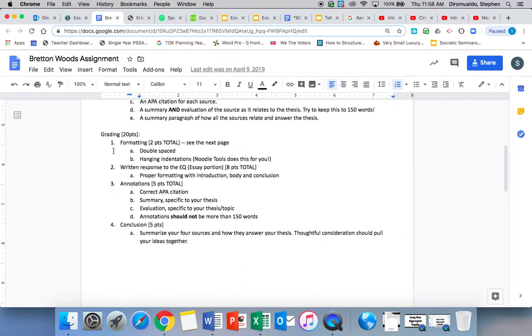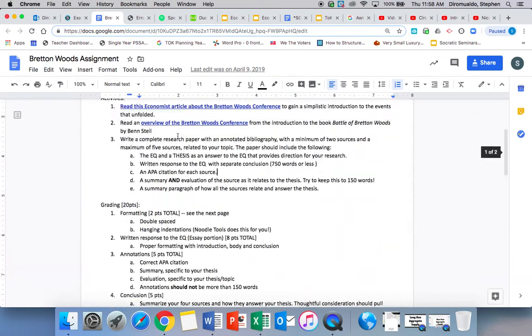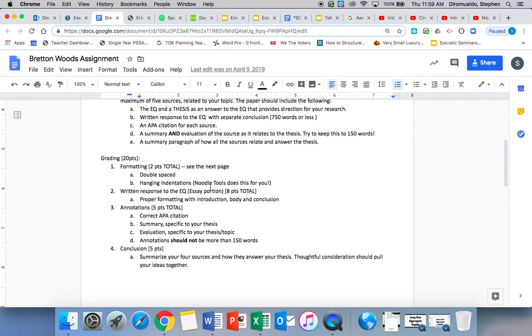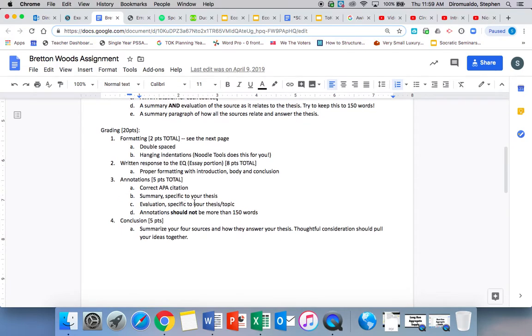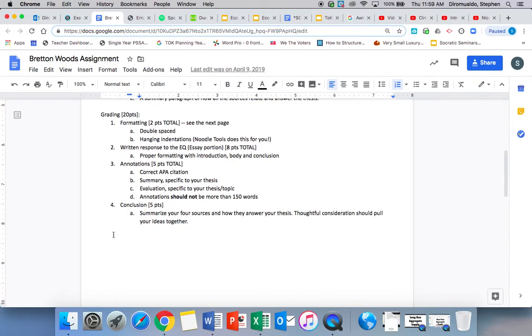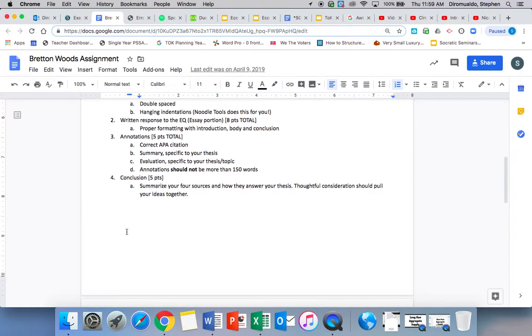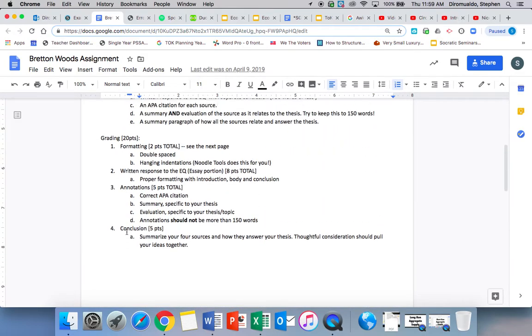So here's how you're graded. You are formatting, okay? You're looking at pretty much the next page, how this thing can get formatted. I'll go through that in a second. Double-spaced, hanging indentations, Noodle Tools does this for you, so don't forget. Written response to the actual EQ, the essay, 8 points total. Proper formatting, introduction, body, and conclusion. And then annotations. Correct APA, summary specific to your thesis, evaluation specific to your thesis, annotations should not be more than 150 words. I am going to count that. That is to say, I'm going to highlight the thing and do a word count check. Finally, summarize your work for sources, 2 to 5 sources, and how they answer your thesis. Thoughtful consideration should pull your ideas together, okay? So that's a 5-pointer, for a total of 20 points, okay?